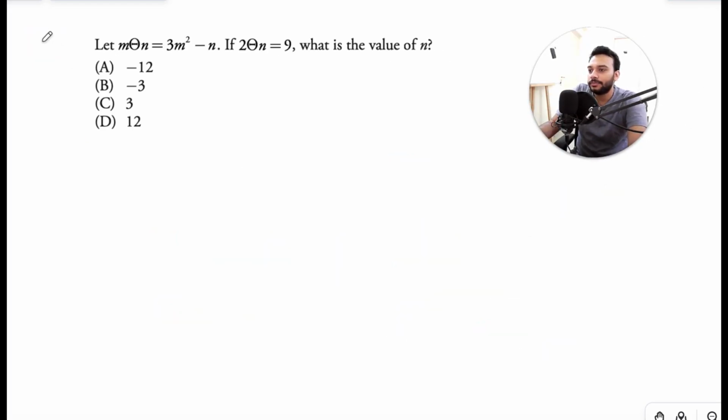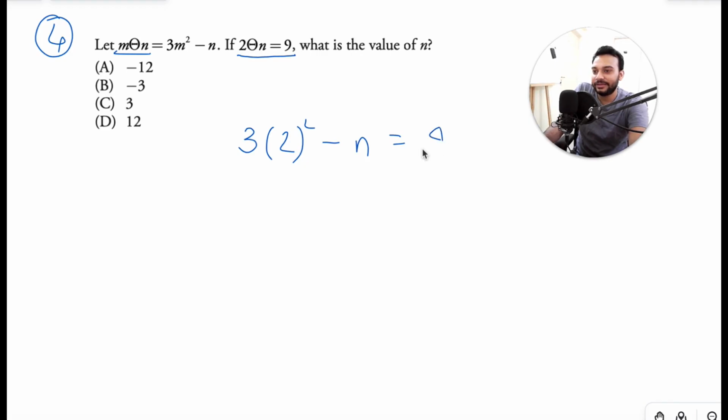Question number 4. Let m operator n, this is some operator, is equal to 3m squared minus n. If 2 operator n is equal to 9, what is the value of n? Okay, so m operator n is 3m squared minus n. So 2 operator n would be 3 times 2 squared minus n. This is equal to 9.